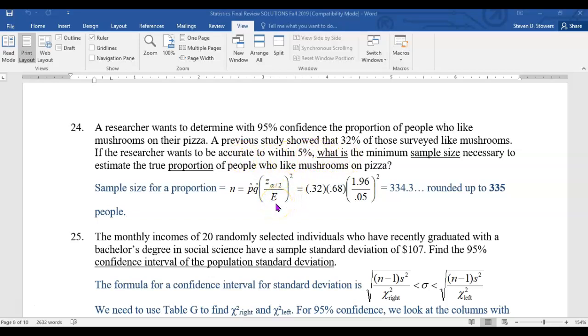But make sure you don't put in the number 5 for E. E is not 5, it's 5%, which would be 0.05.